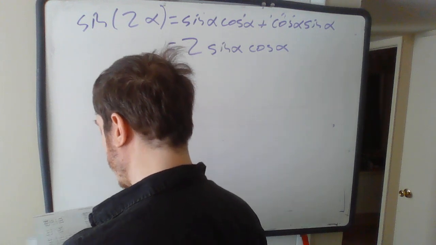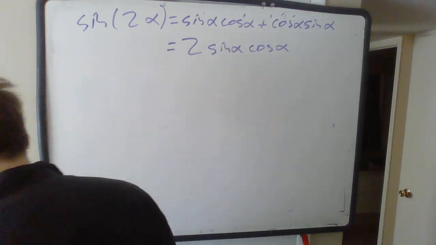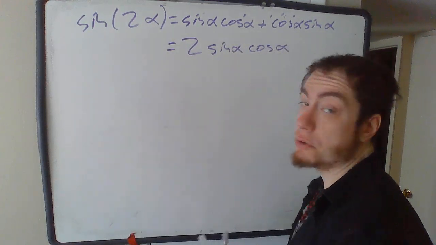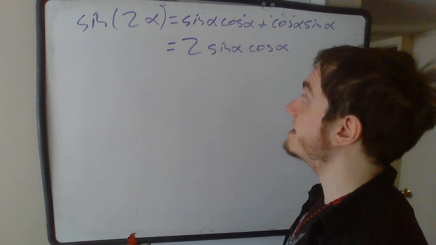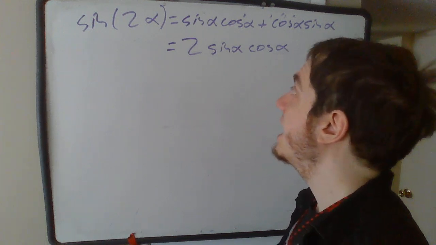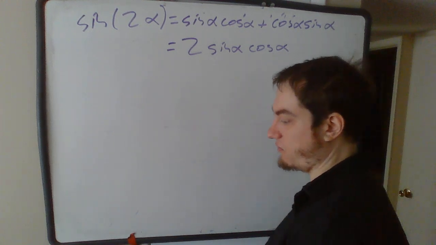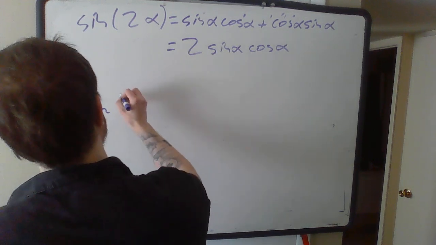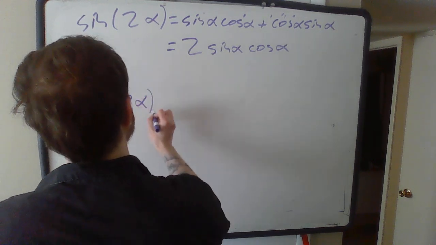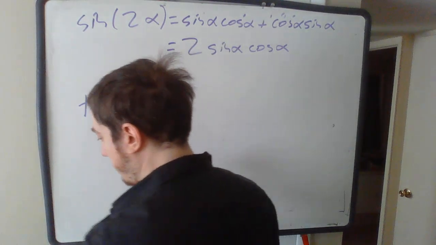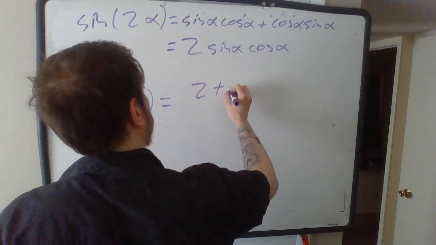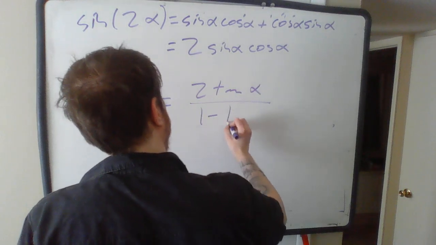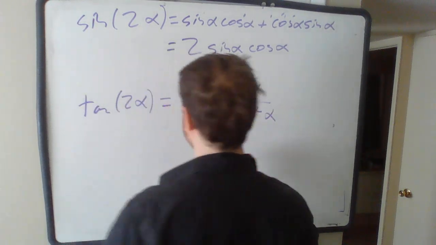If you wanted to, you could also work this out for the tangent function. Probably the easiest way to get the tangent is to take the identities for sine and cosine, put them together, and see what they simplify to. I'm just going to tell you the answer because seeing this isn't particularly new. The tangent of 2 alpha is equal to 2 tangent alpha divided by 1 minus tan squared alpha.